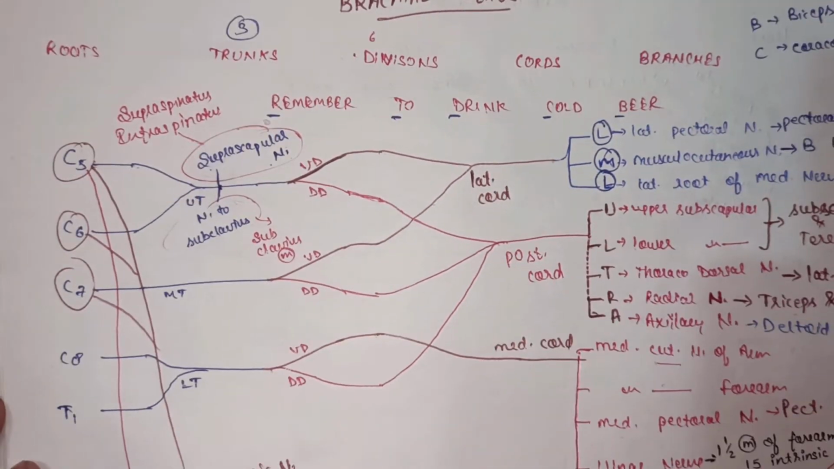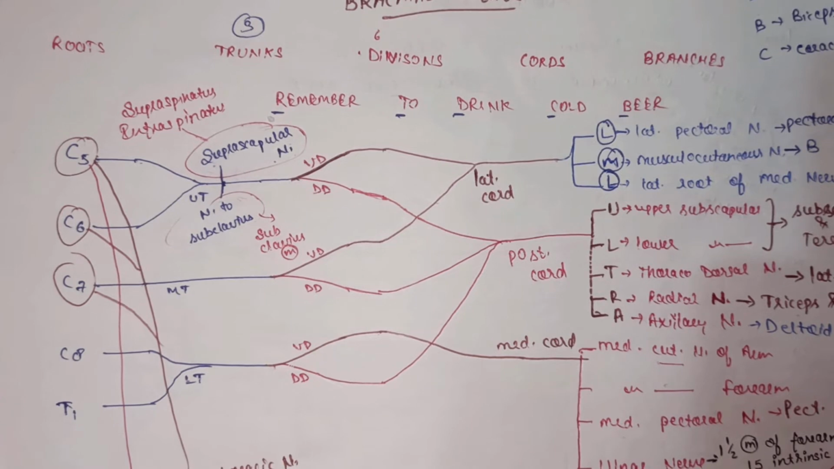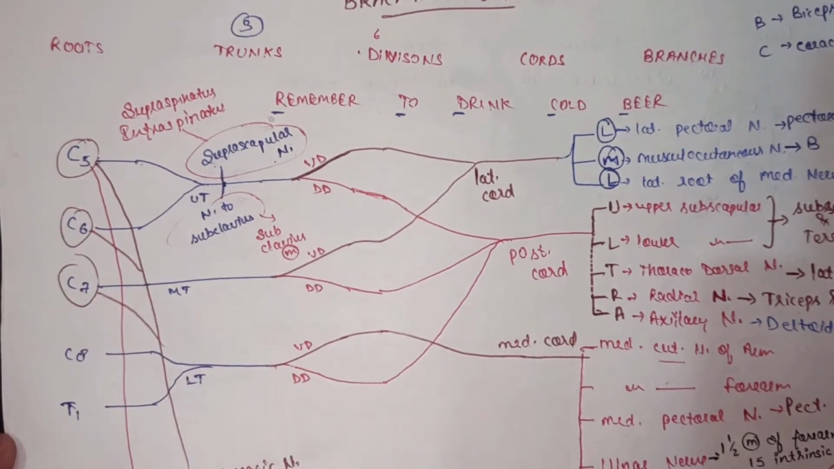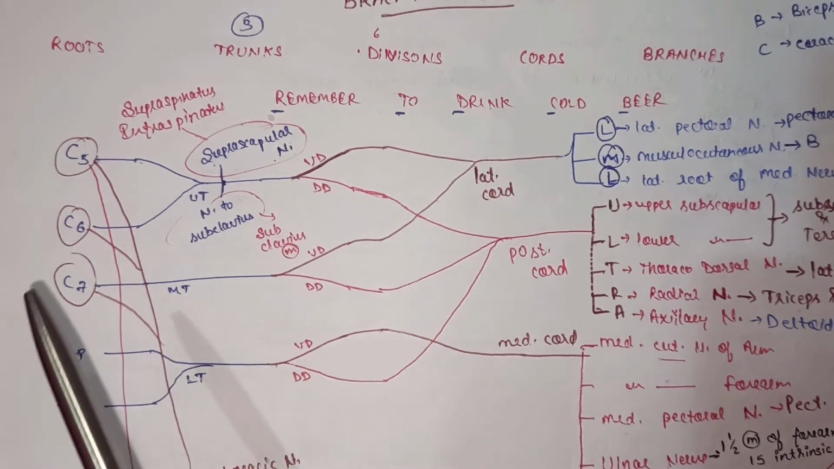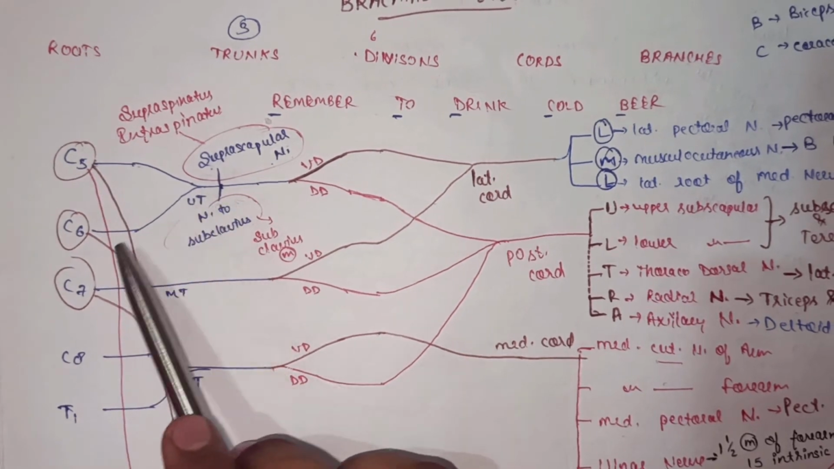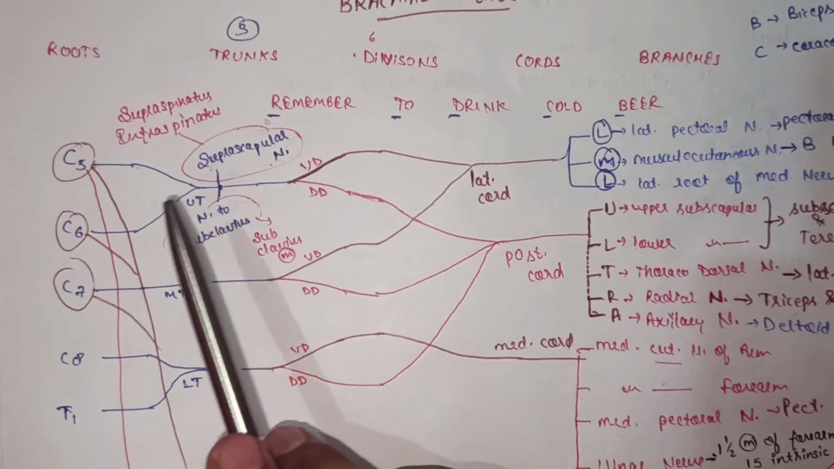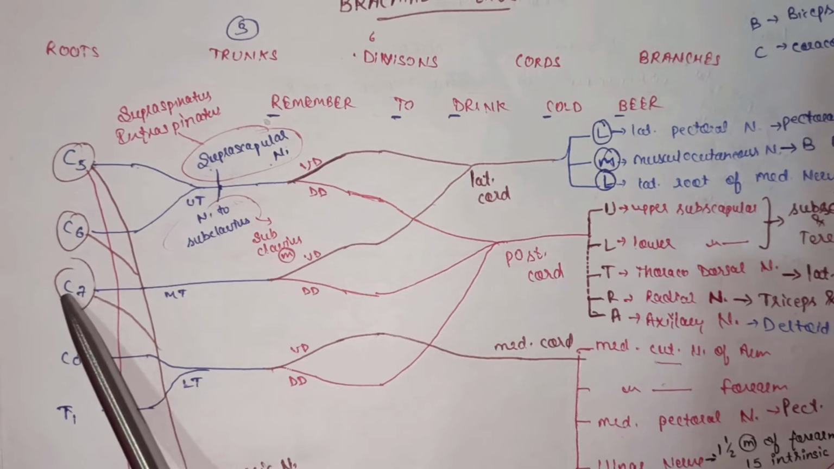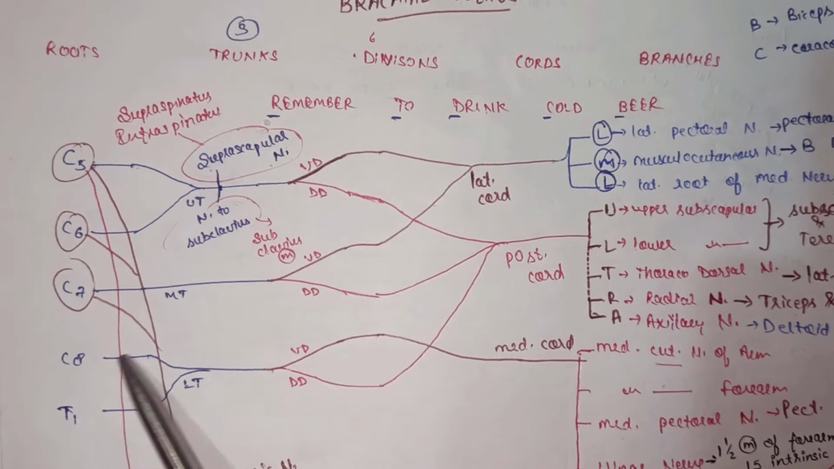Roots are the origin of the nerve rootlets which further form this plexus. So there are 5 nerve roots, C5, C6, C7, C8 and T1, which give rise to the nerve rootlets. These nerve rootlets form the trunks: the upper trunk, middle trunk and lower trunk. The upper trunk is formed by the nerve rootlets coming from C5 and C6, the middle trunk is formed by C7, and the lower trunk is formed by the nerve rootlets coming from C8 and T1.